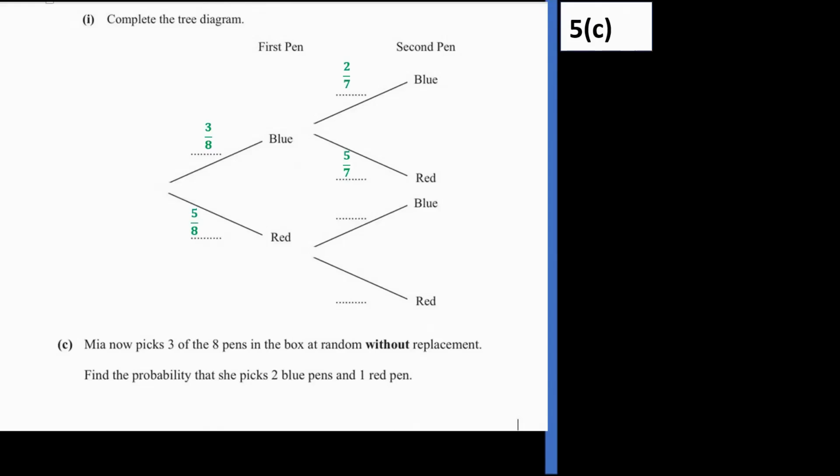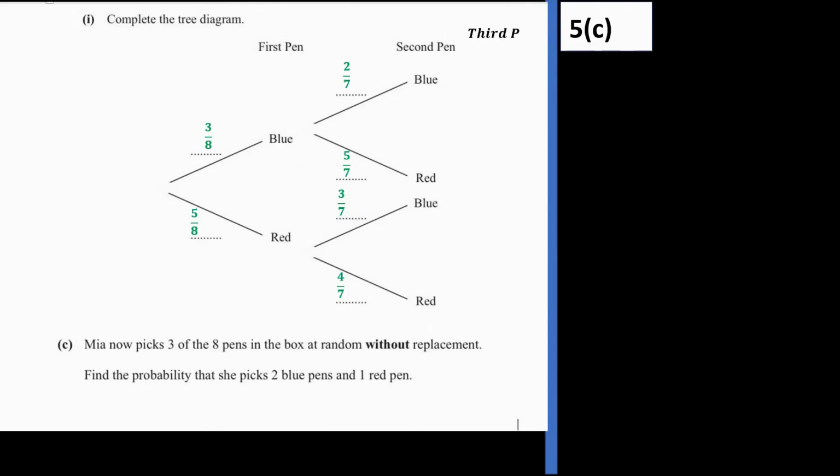If blue is the second, the blue is 3, but out of a total number of 7 pens, because 1 has been taken without replacement. So if the first is red and the second is red, that means we have 5/8 for red, and then the number of red will reduce from 5 to 4, and the total will reduce from 8 to 7. So we have 4/7. Now, an additional pen is picked because there are 3 pens.